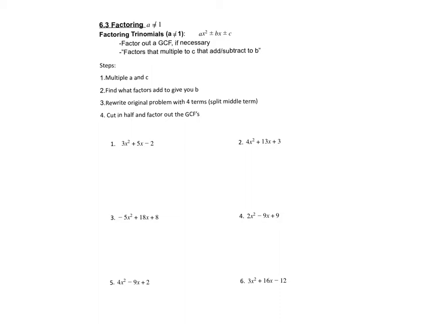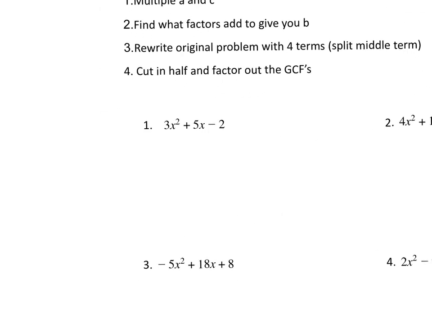The first step, once again, is you multiply a times c, put that in the top of your x, and obviously put b down below. So you're looking for factors that add up to b and multiply to give you ac. After that, we're going to take those two factors, add variables to them, and split up the middle term, rewrite the original problem with 4 terms, and then cut it in half and factor out the greatest common factors. It'll make a little more sense as we go through some examples.